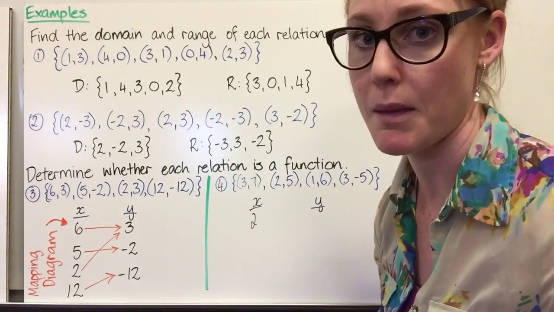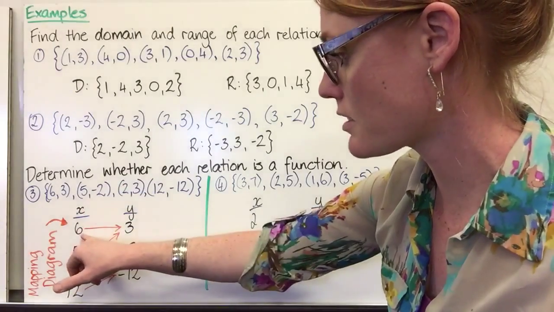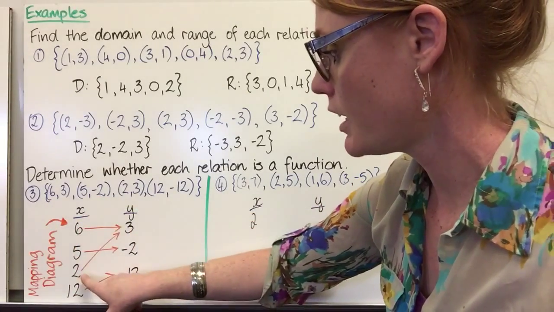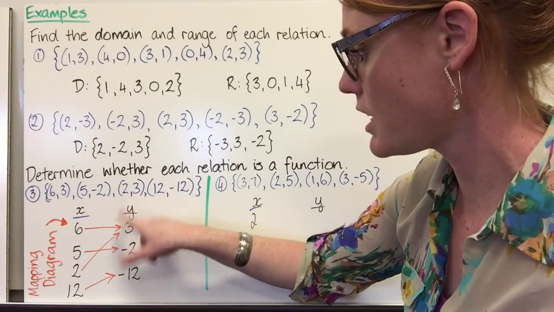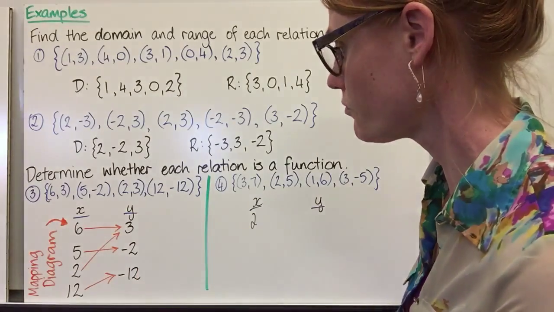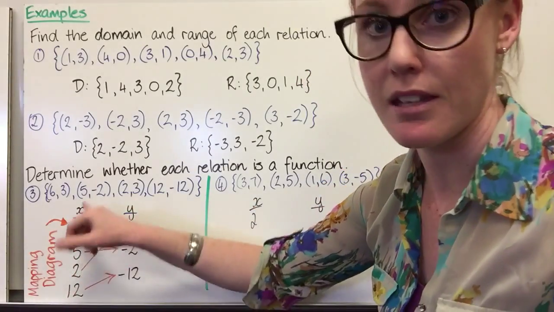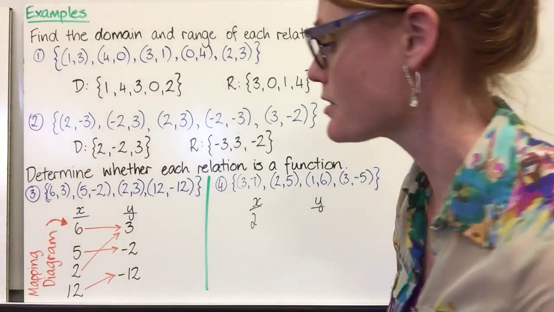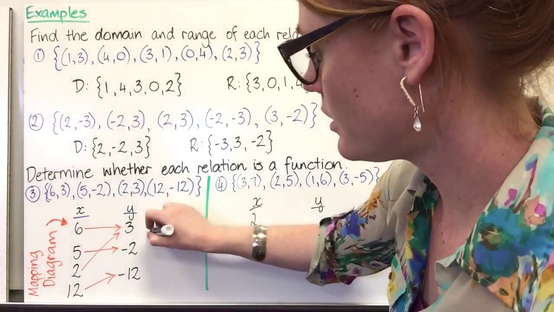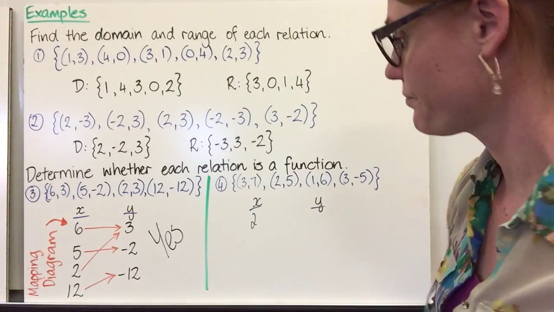And then we just simply match them up according to where they correspond. So our 6 corresponds with 3, our 5 is paired up with -2, our 2 is paired up with 3, and our 12 is paired up with -12. Because each of these x values, or input values, or domain values, has only been assigned one y value, yes, this relation is a function.